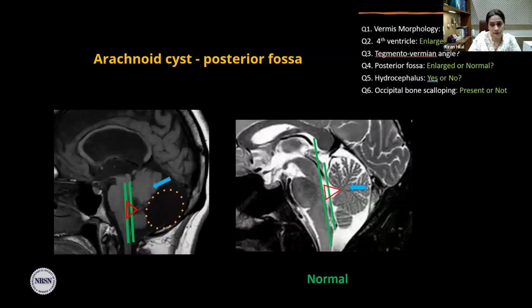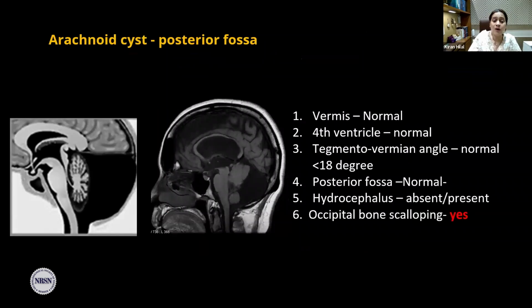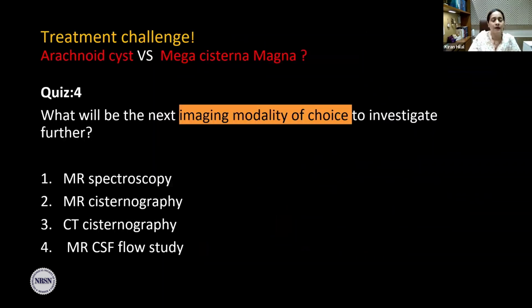And then the scalloping of the bone, a very important question. If you compare this bone, I hope you all can see my arrow, there is scalloping. So whatever cyst is there posterior to the vermis, it is causing mass effect. It's been there chronically and causing this scalloping and remodeling of the bone. So all these features are suggestive of an arachnoid cyst, not a cisterna magna.